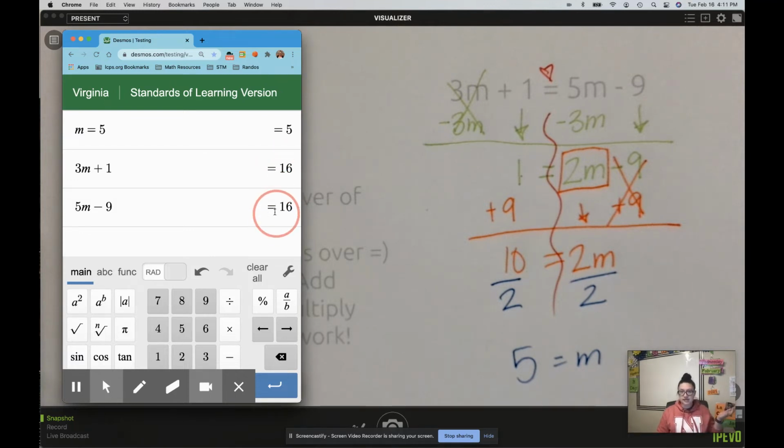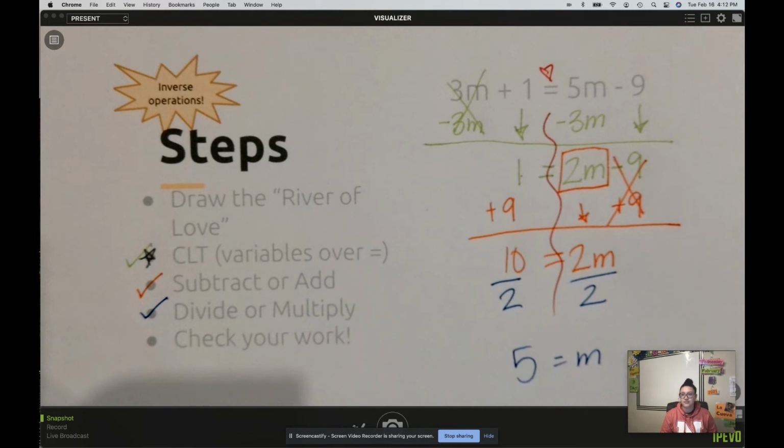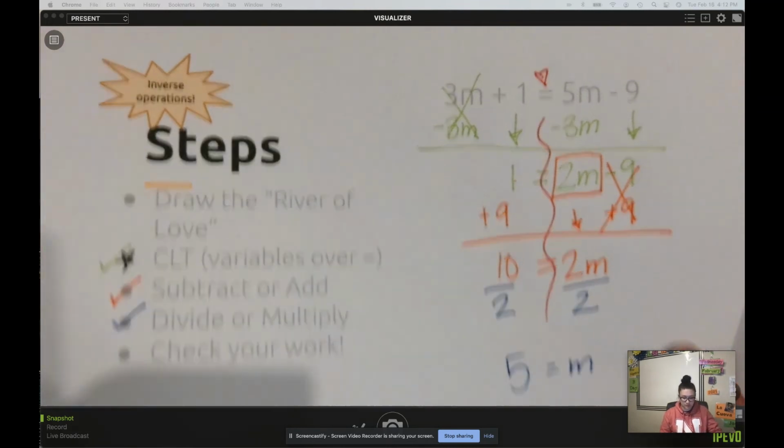And that makes sense. It's an equation. Both sides of my equation should equal the same number. So first, I tell it what my answer is. Then I type each side of the equation. And if both sides of my equation are the same number, that's how I know I got it right. Let's do another example.